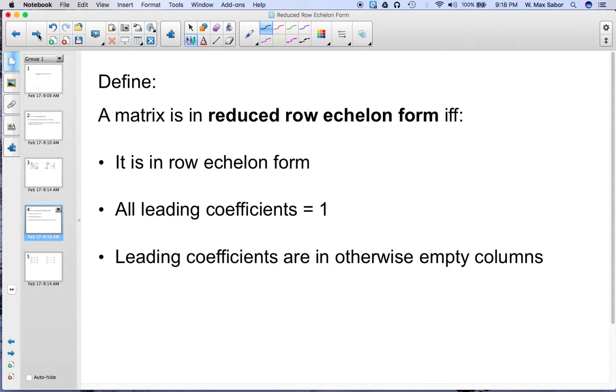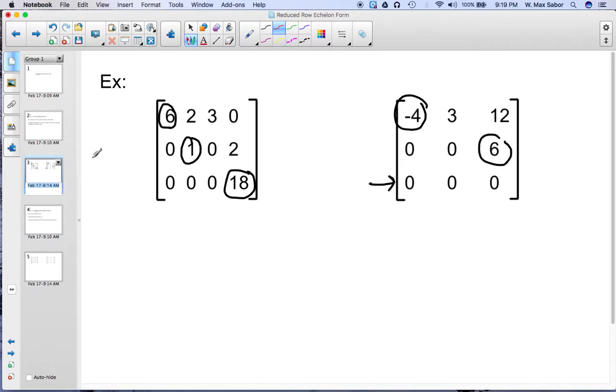These were not in reduced row echelon form, though, because of two things that they don't satisfy. It was in row echelon form, but all leading coefficients in reduced row echelon form have to be equal to 1. Leading coefficients are also in otherwise empty columns. So here, what I mean by that is this needs to be 1, that needs to be 1 in order for it to be reduced row echelon form.